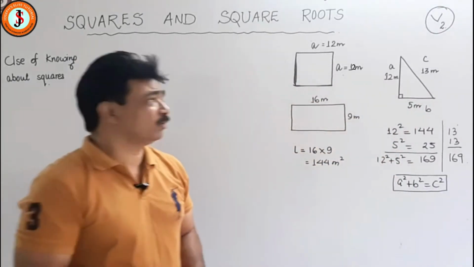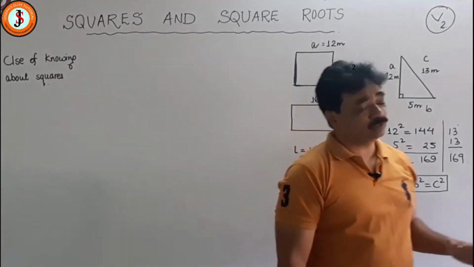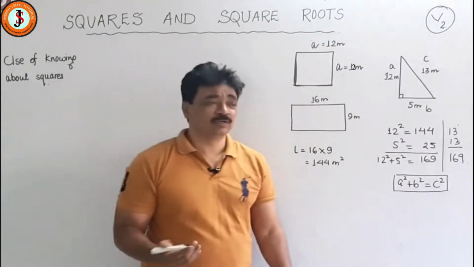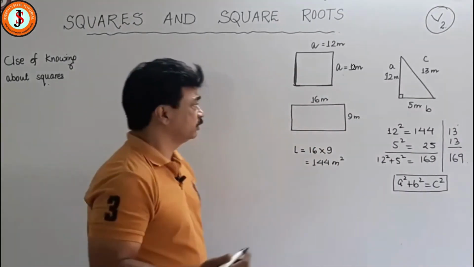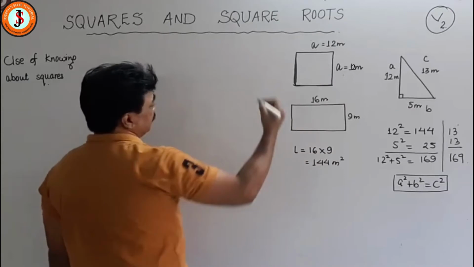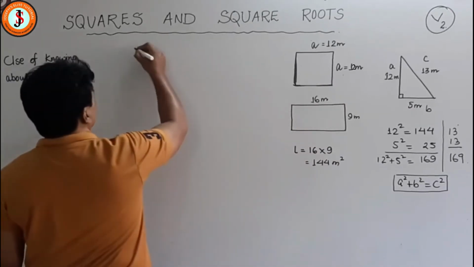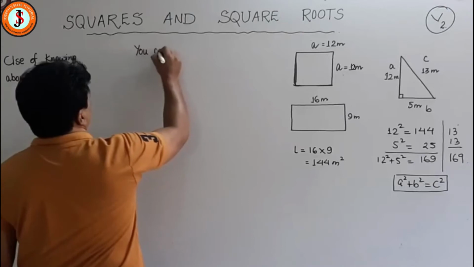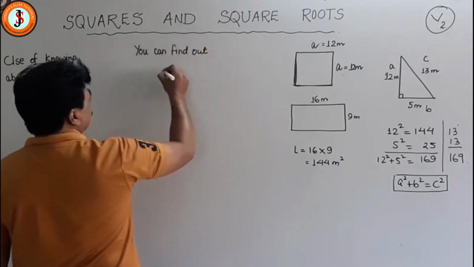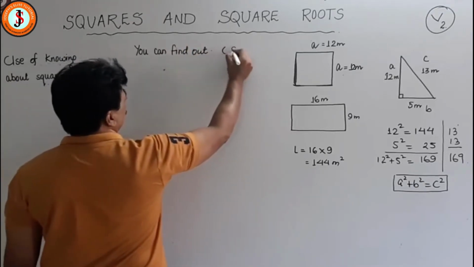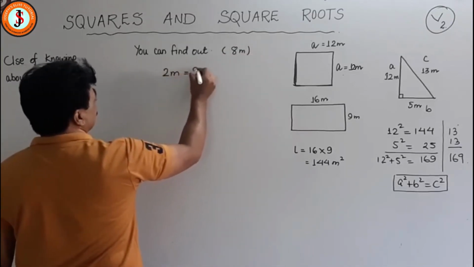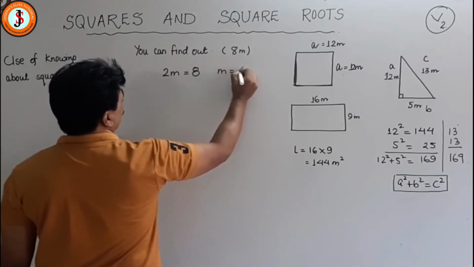So suppose on your own you have to find out some Pythagorean triplet where you want to construct right angle triangles. The simple thing is that you have a side in your mind. Suppose you want to construct a right angle triangle with one of the sides as 8. You can find out the Pythagorean triplet by using a simple method. You need a side of 8 meter, isn't it? So take 2m is equal to 8. So m will be equal to 4.